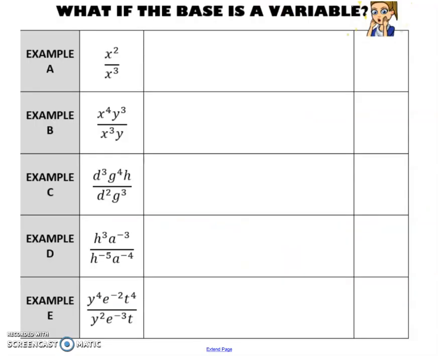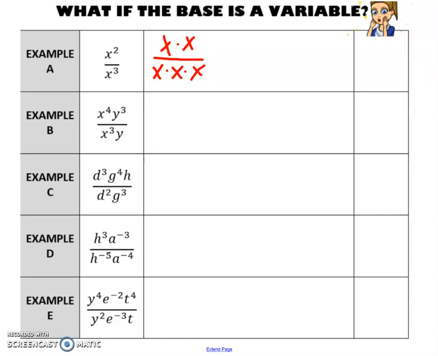Here we go. What if the base is a variable? Remember, you can still expand just like we were doing. Example A says x squared divided by x cubed. If I expand that, I have x squared, so x times itself, divided by x cubed, which means x times itself 3 times.